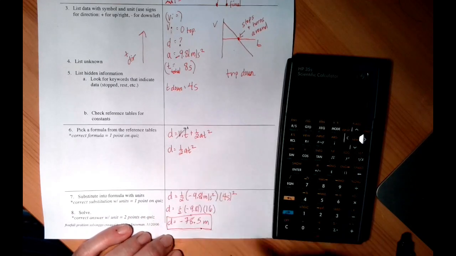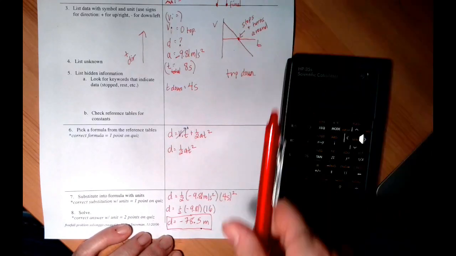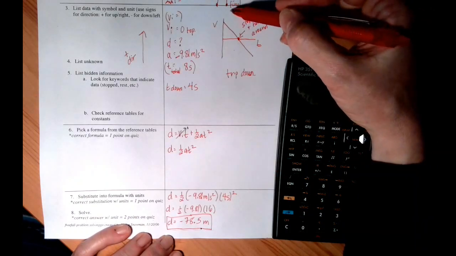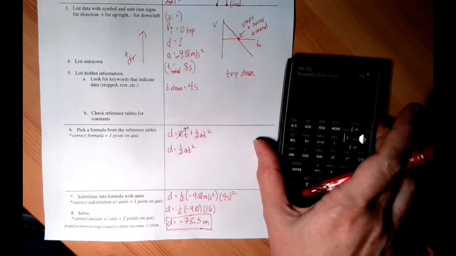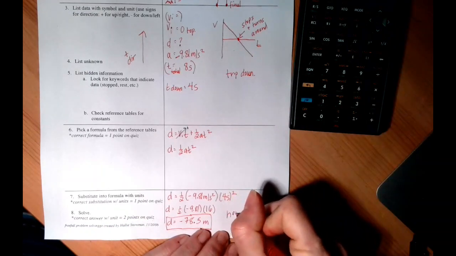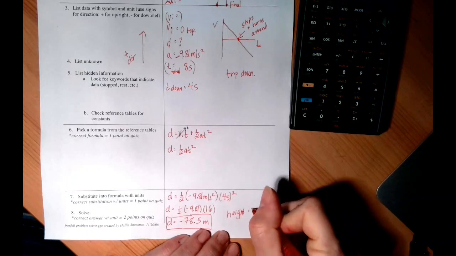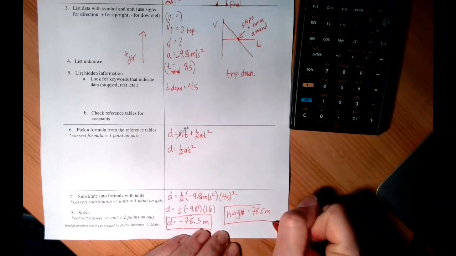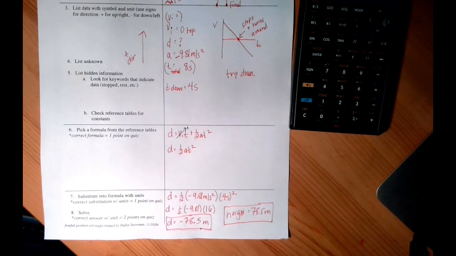Now, here's the thing. Why is it negative? Well, it's negative because it's actually got a negative displacement. On the trip down, it's going in the negative direction, so expect this to be negative. But they didn't ask where did it go. They asked what the height is. So the final answer for the height is going to be 78.5 meters. And done.